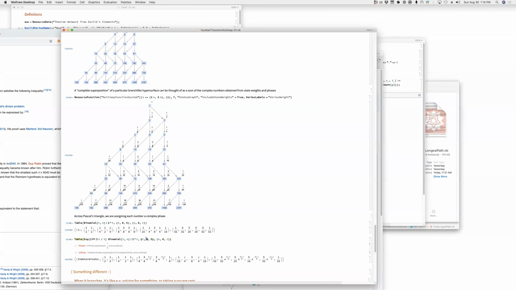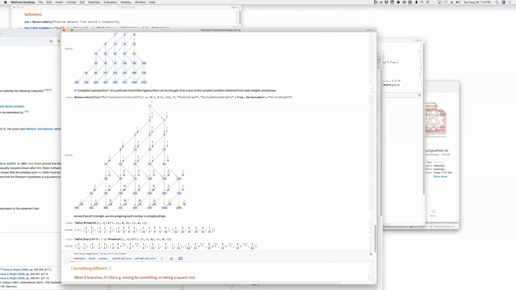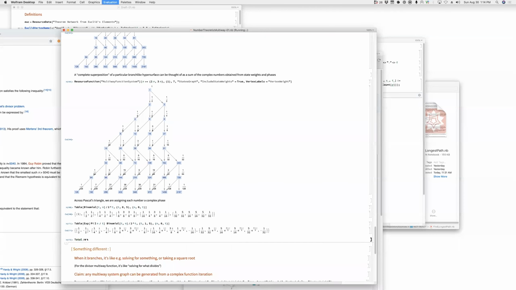Okay, so those are the complex phases. I don't know whether those are going to go from 0. We may have an extra factor of 2 in the complex phase. We don't want it to loop all the way around, right? Okay, fine. All right, so let's take that. Now let's say total of that.